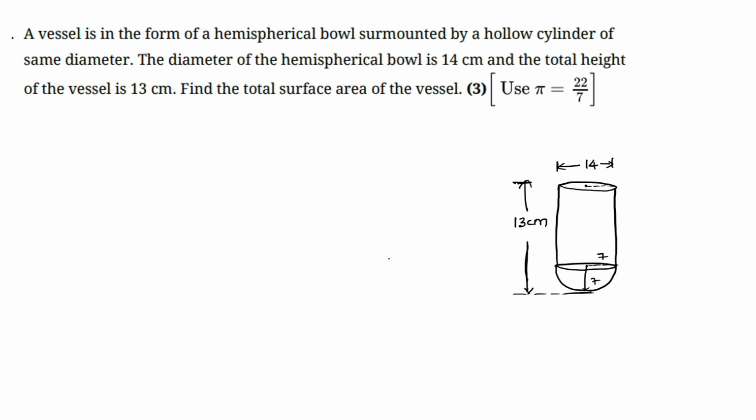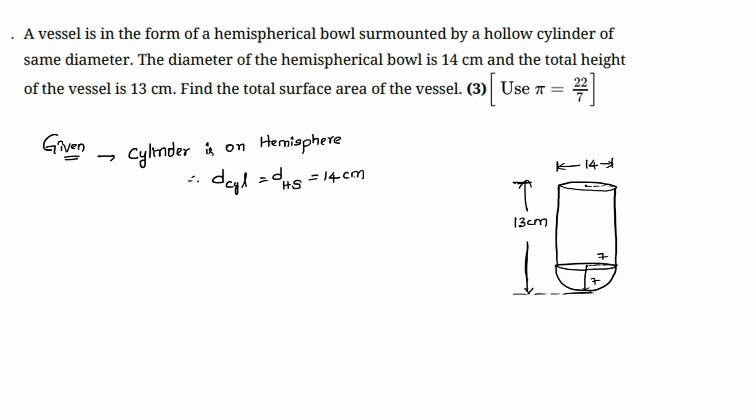Okay, now given first condition, cylinder is on hemisphere. Therefore, diameter of cylinder is equal to diameter of hemisphere, that is equal to 14 centimeter. Therefore, common radius is equal to 7 centimeter.